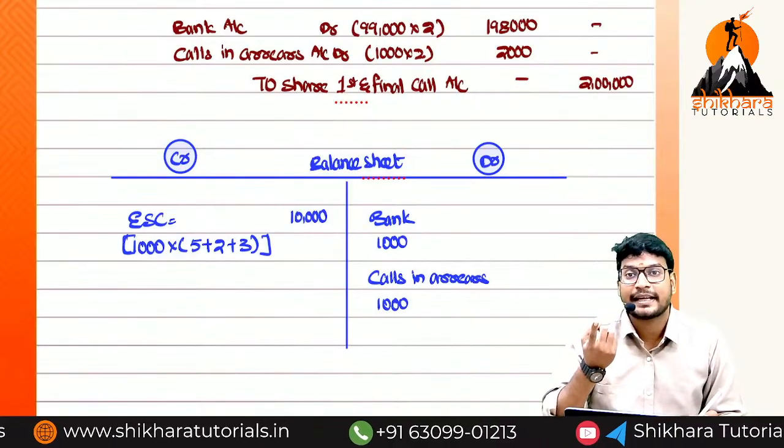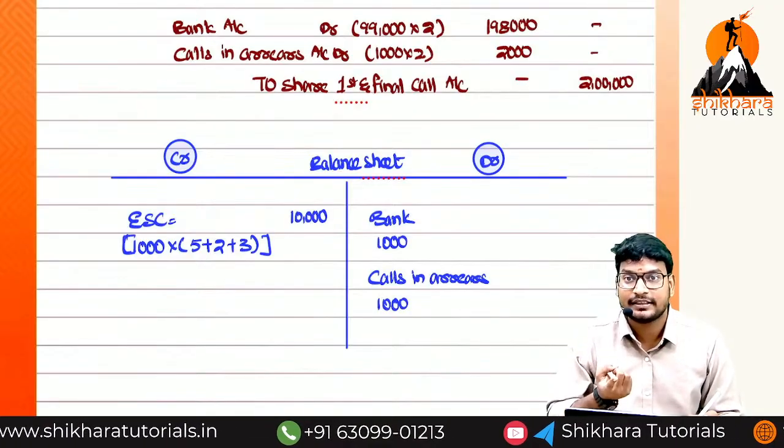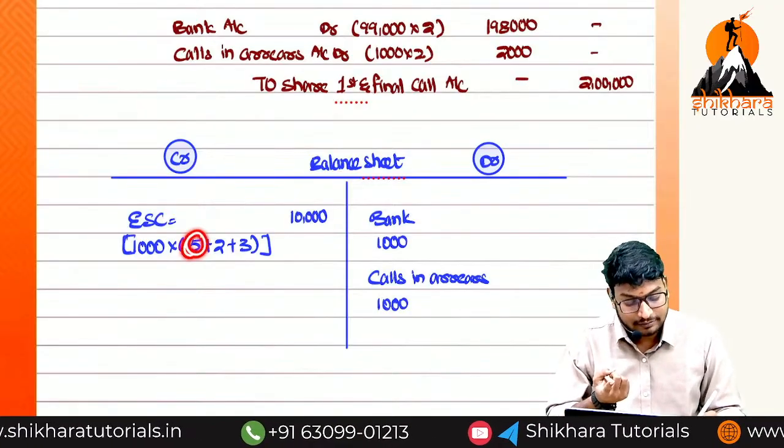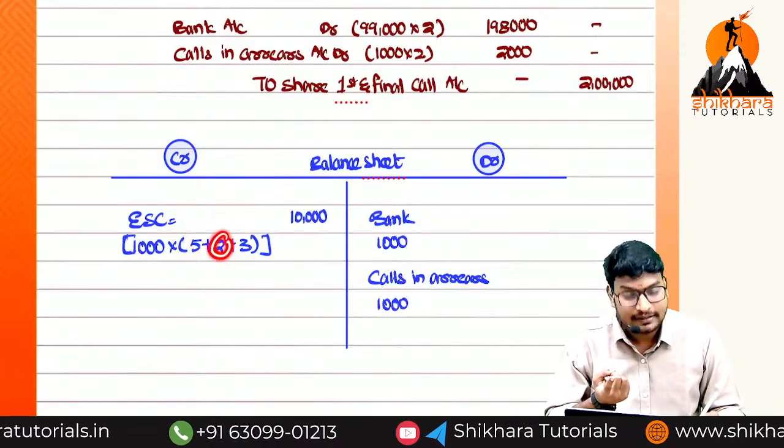First journal entry is bank account debited to share application. What is the second one? Share application to equity share capital. Yes or no? So that means we are crediting, or we are not crediting? Yes, we are crediting. For this, imagine the third journal entry.